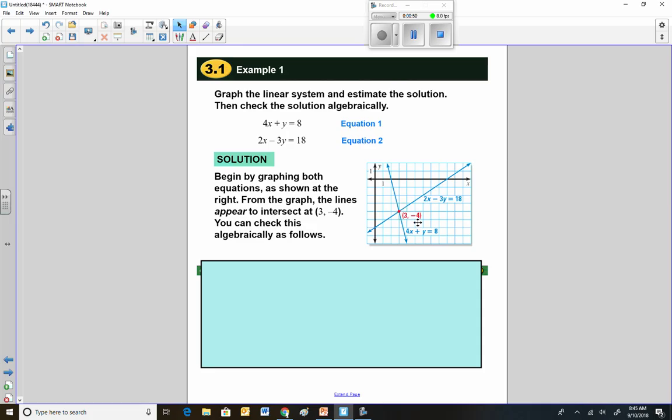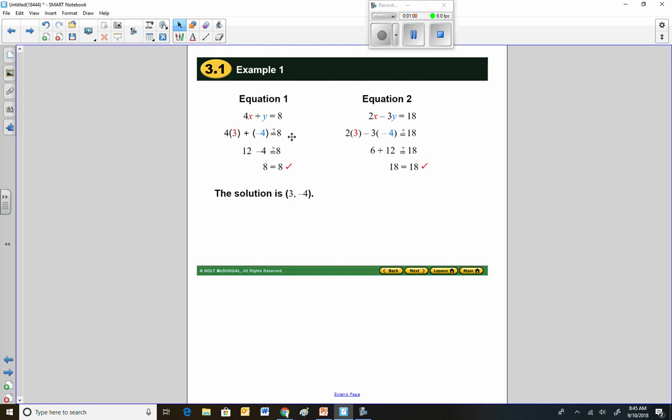So let's try it out. Place a 3 in for x. 3 times 4 is 12. Place a -4 in there. Now I'm going to show you that on the next screen. So you plug in the 3 and the -4 into the first equation. You plug the 3 and the -4 into the second equation. And as you go through the algebra, you find both are actually true.